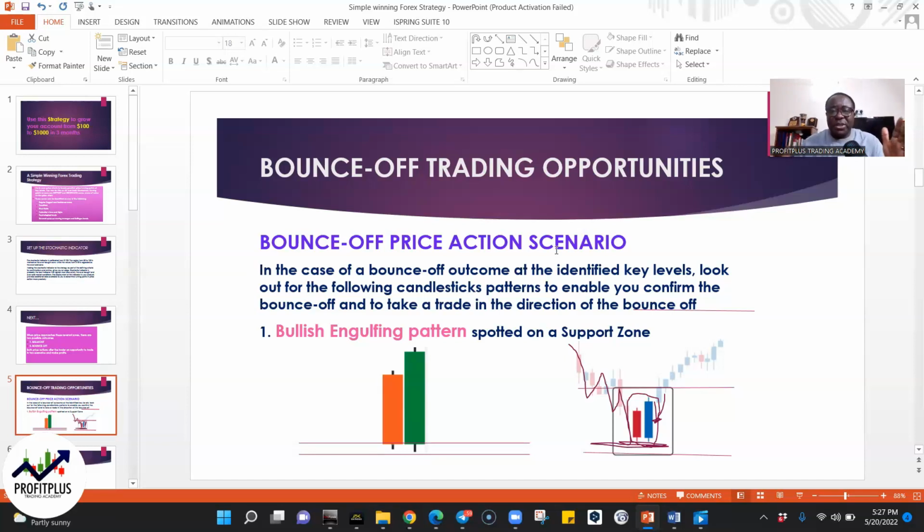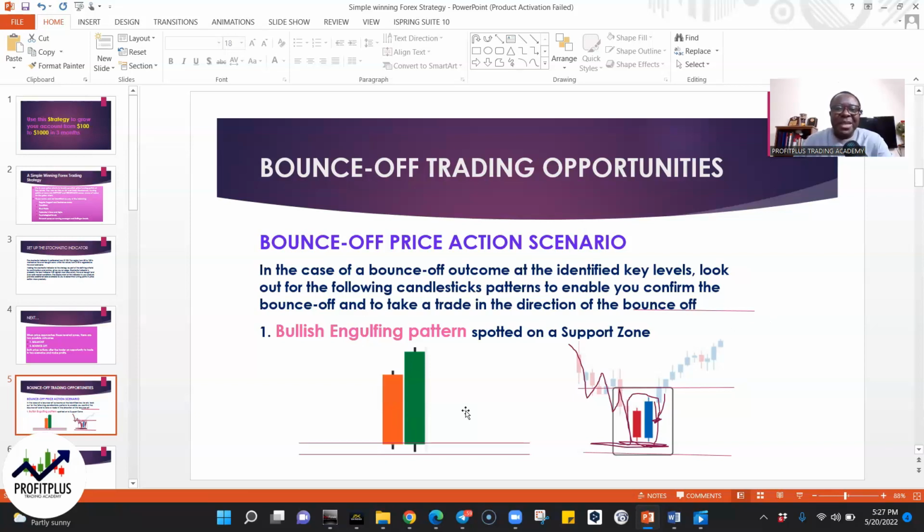So we're going to be looking at the two scenarios: the bounce off trading opportunities and then the breakout trading opportunities. Now, for the bounce off trading opportunity, in case of the bounce off outcome at an identified and validated key level, look out for the following candlestick patterns to enable you confirm the bounce off and to take a trade in the direction of the bounce off.